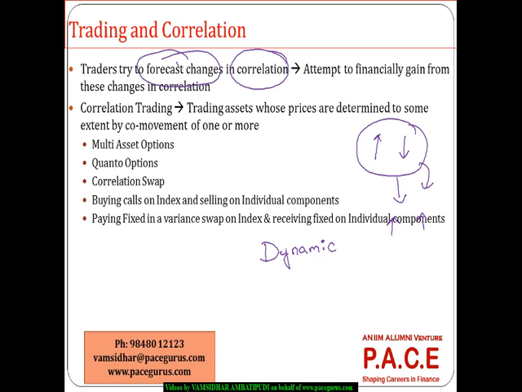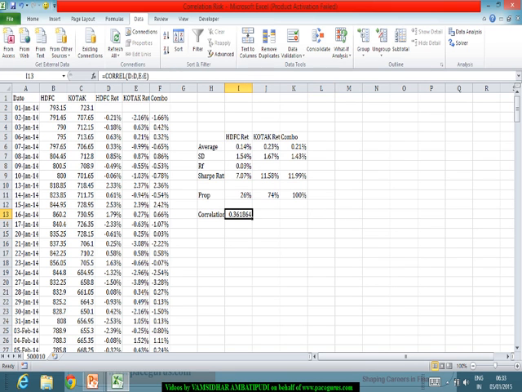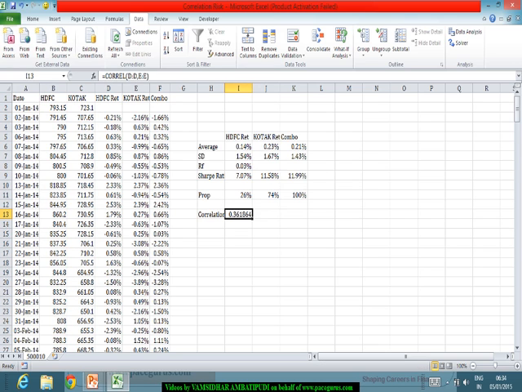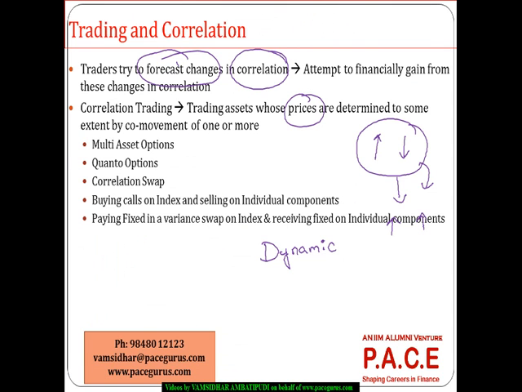The trading is purely performed to take advantage of the changes in the correlation between the returns of two or more assets. So we trade those assets whose prices are determined to some extent by the movement of the other, where correlation does exist between the two assets. Now here we are seeing the correlation is 0.36. We'll slowly look at, if I have to do a trade between these two assets, how do I use this correlation to go ahead with the trading between these two? I'll try to demonstrate that.